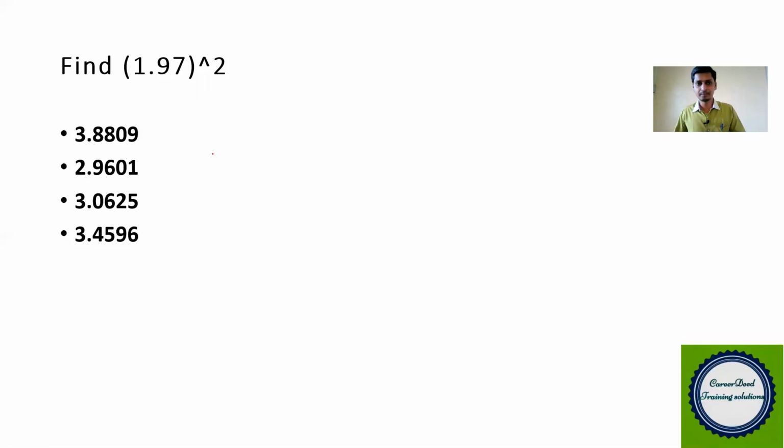See, the first trick is, 1.97 is nearest to 2 square, right? You know 2 square is 4 and 1 square is 1. So this 1.97 will be nearest to 2 square, right? So your answer will be 3 point something. So by looking at this, you can easily eliminate one option, 2.96.